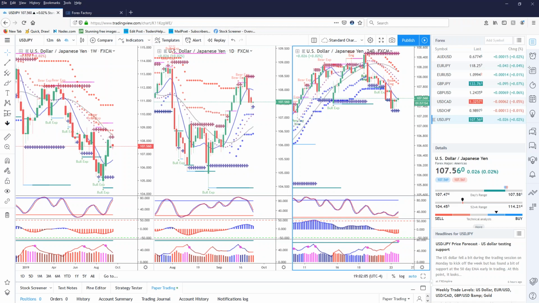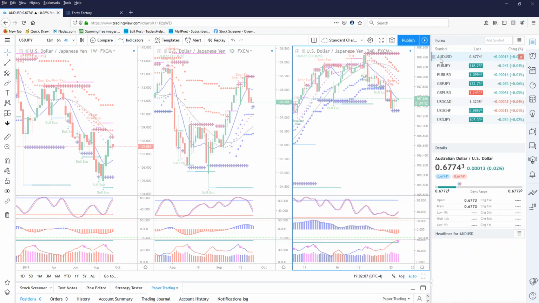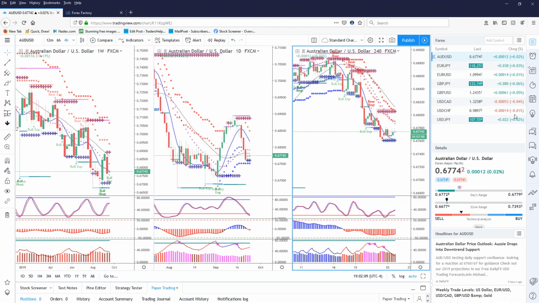Now, what I'd like to do is start with the Aussie dollar, and I look at the higher time frames because I believe they dictate where the faster time frames are going. So in this case, we're looking at a weekly, a daily, and a 240-minute chart.